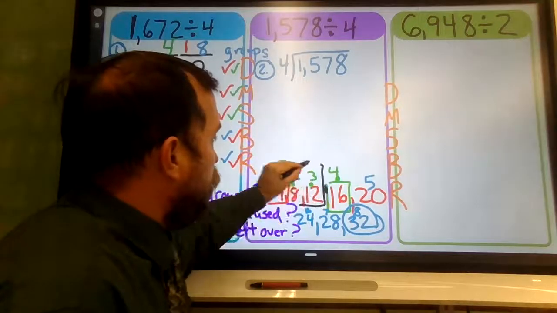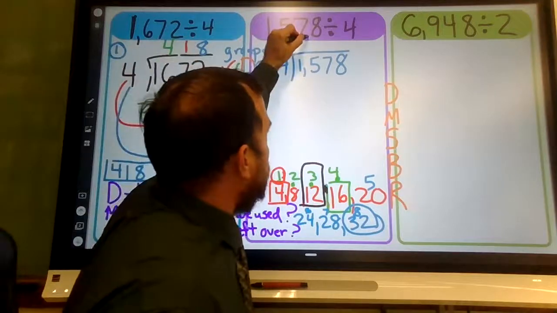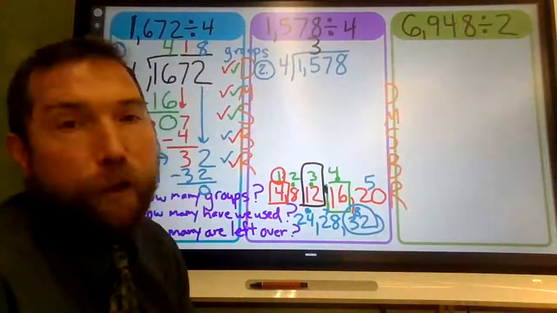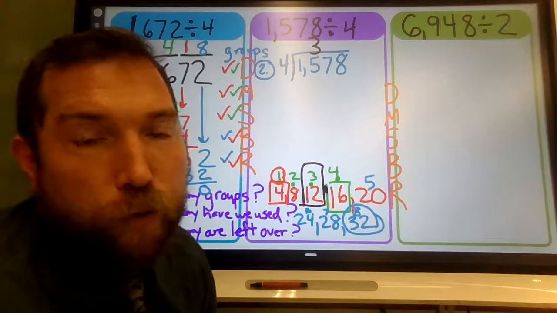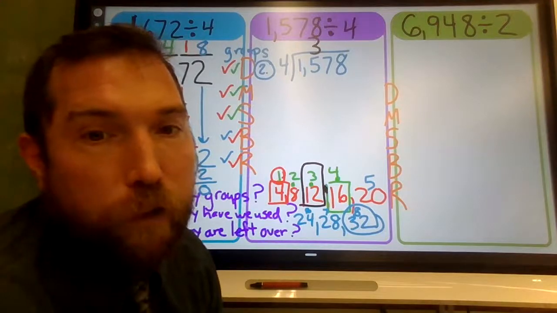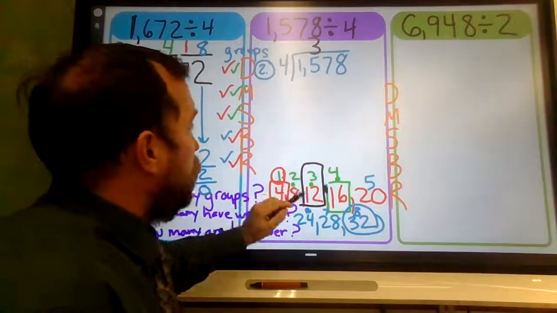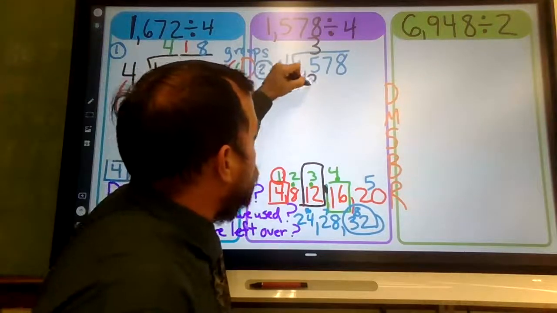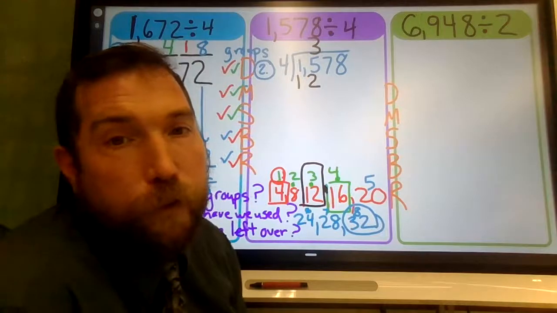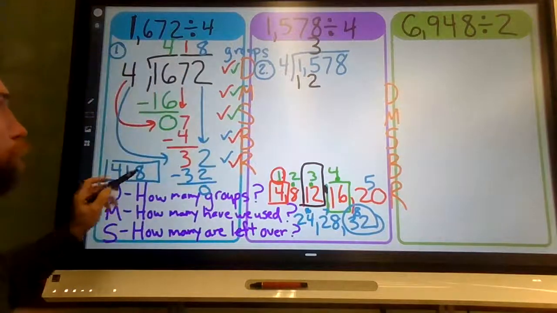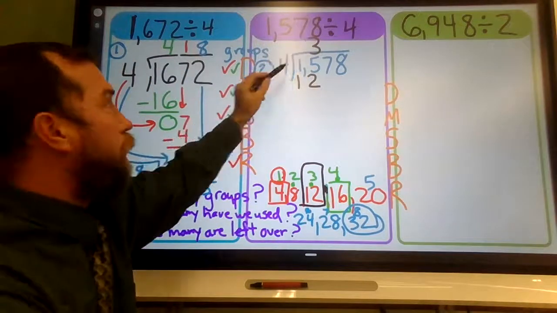Again, this is where this little chart helps. The 3, the groups, goes up top. I made 3 whole groups of 4. How many kids is that, or how many have we already used? That's where the 12 goes. That's the M. D is the groups. There were 3 groups. 3 times 4.